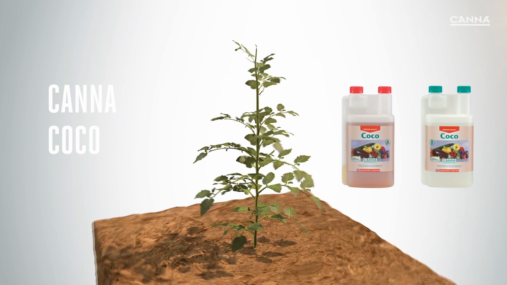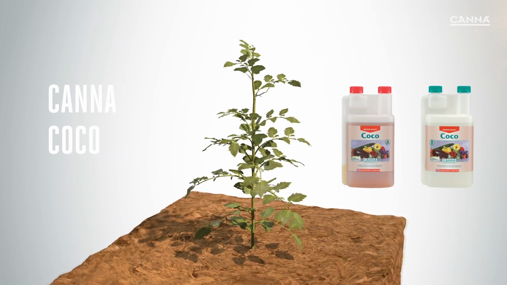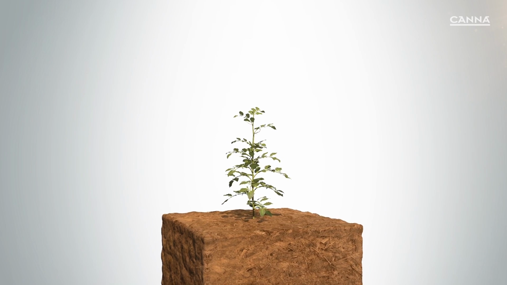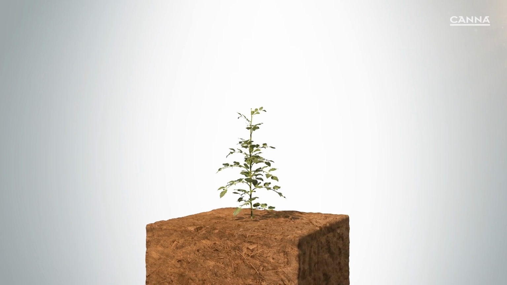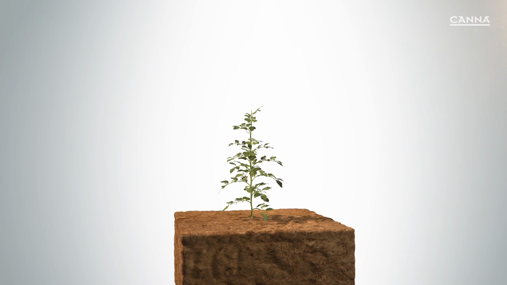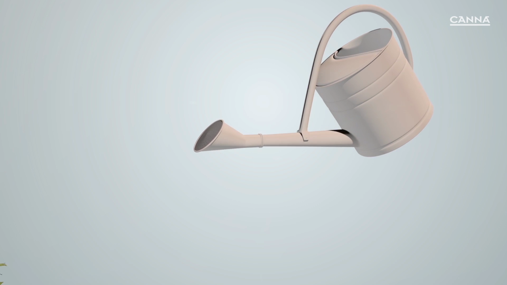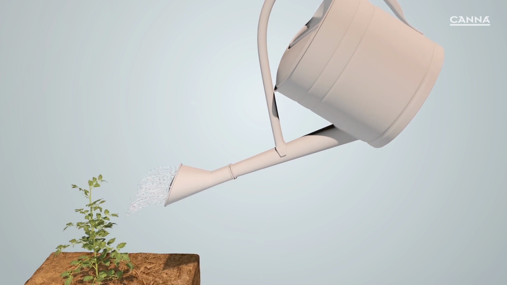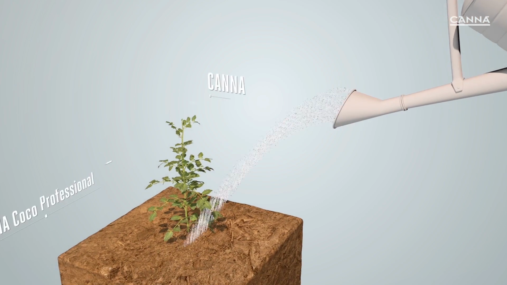Canna Coco A and B nutrient contains ingredients that ensure that essential nutrients are released by the substrate. The plant will need these throughout its life cycle. They will ensure that your plants get stronger and grow faster when using Canna Coco substrate.